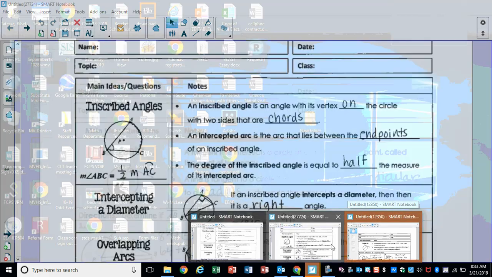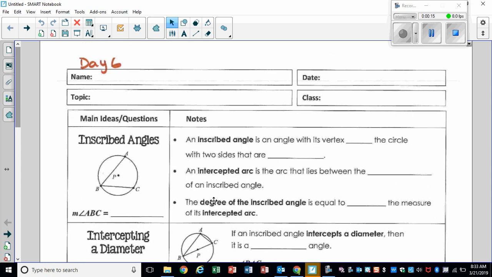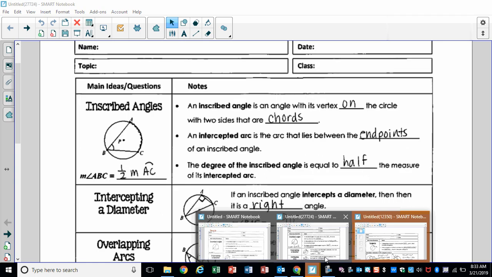I don't know which one it is. Which day is this? All right, day 6. So we're doing day 6 of our notes, which talks about inscribed angles.